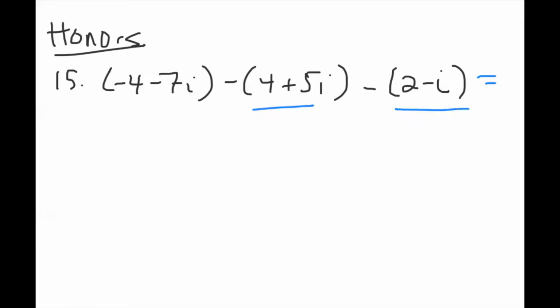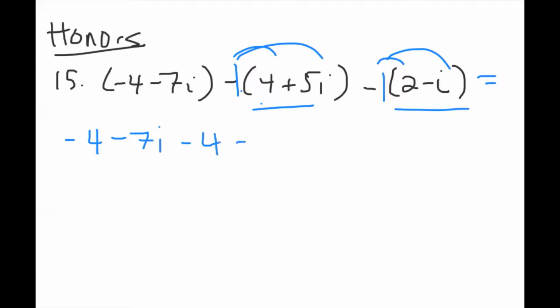So just like I did in the example before, I'm going to pretend those are negative 1s, and I'm going to distribute. I'm going to kind of do it all at once here. So negative 4 minus 7i, it's okay if I drop those parentheses, not a problem. Negative 1 times 4 gives me negative 4. 5i times negative 1 gives me negative 5i. And then negative 1 times 2 gives me negative 2. And then negative 1 times a negative i gives me a positive i.